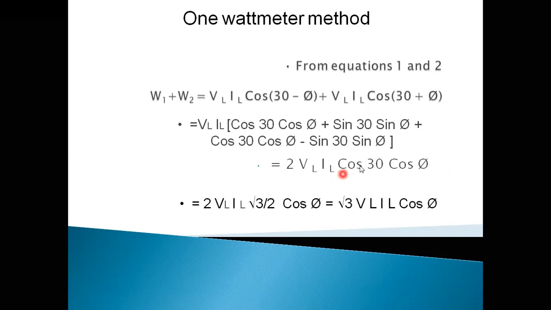Then we know cos 30 is root 3 by 2. So let us place it here. 2 and 2 get cancelled. So it will be simplified to root 3 VL IL cos 5. So we know that the power of a three-phase circuit is given by root 3 VL IL cos 5. So W1 plus W2 will give you root 3 VL IL cos 5, which is the real power consumed by the three-phase balanced load.